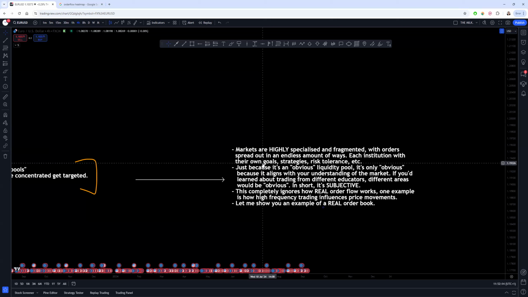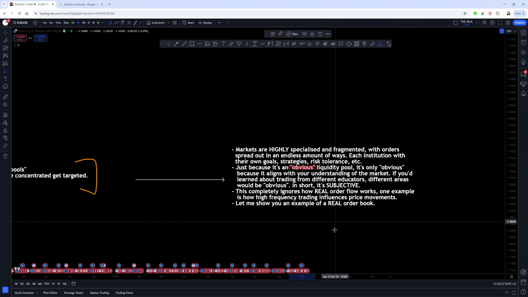These things are all interrelating at all times. And the idea that there are going to be these obvious areas makes no sense, right? Because just because it's obvious, in quotations, it's only obvious to you because it aligns with your current understanding of the market. If you'd had a different education about trading from the beginning, then different areas are going to look obvious to you based on what you already understand.